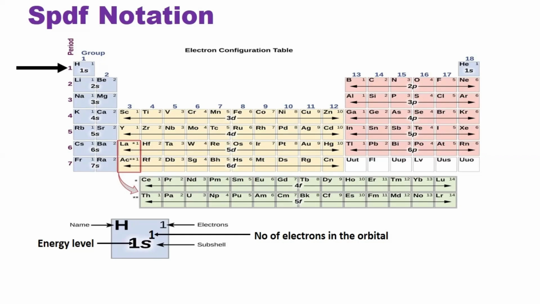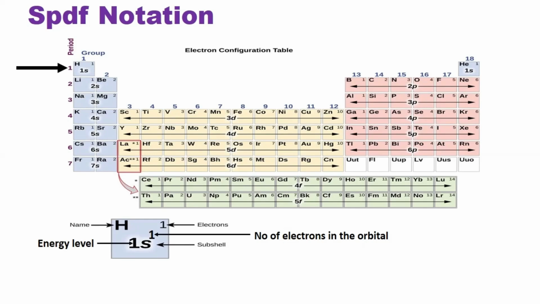How are we going to write the SPDF notation for hydrogen? Hydrogen has only one electron, so definitely it should have only one energy level. This one indicates the energy level. We know the first energy level has only one sub-energy level. Therefore, definitely it should be the S sub-energy level. This superscript shows the number of electrons in the S sub-energy level. So it represents 1s1. This is the SPDF notation for hydrogen.